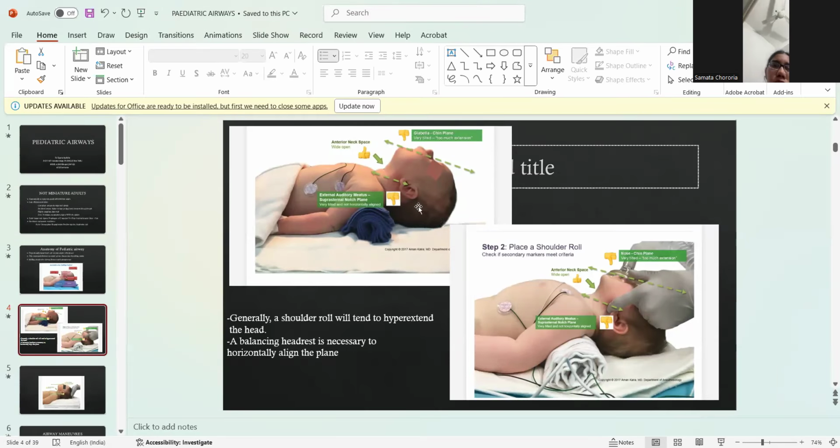So in the first image, as you can see, using a shoulder roll alone, the end goal points are not really horizontally aligned, but the anterior neck space is wide open. And in the second image, using a shoulder roll alone again doesn't help you align your points in a horizontal plane. So usually, using a shoulder roll alone tends to hyperextend the head, and a balancing headrest is usually necessary.